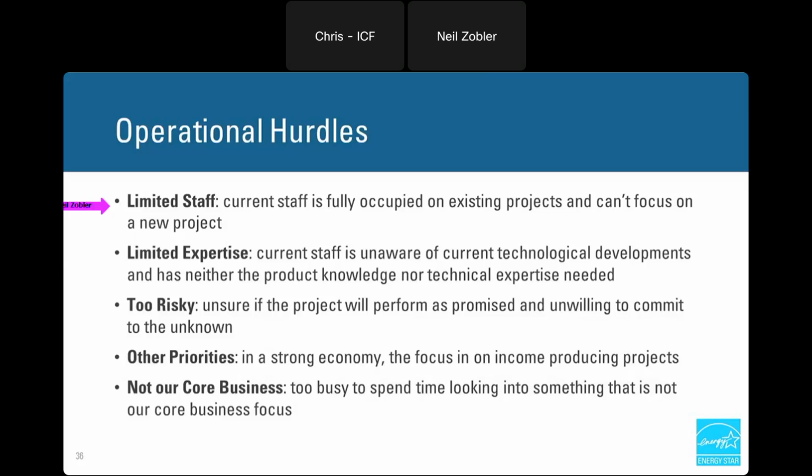Operational: limited staff, limited expertise. It's too risky. Don't know if it's going to work. I got other priorities. It's not our core business. These are some of the concerns that I've heard in dealing with these projects out in the field.